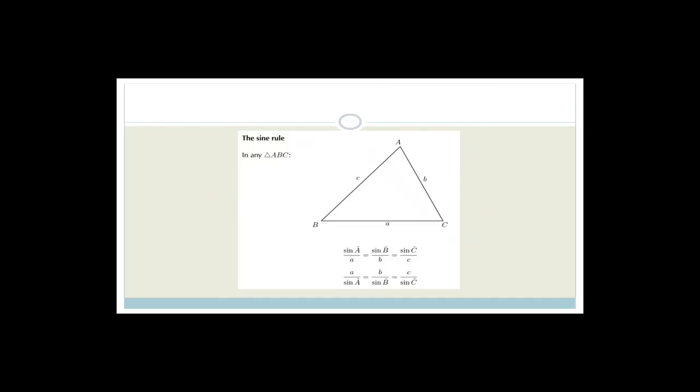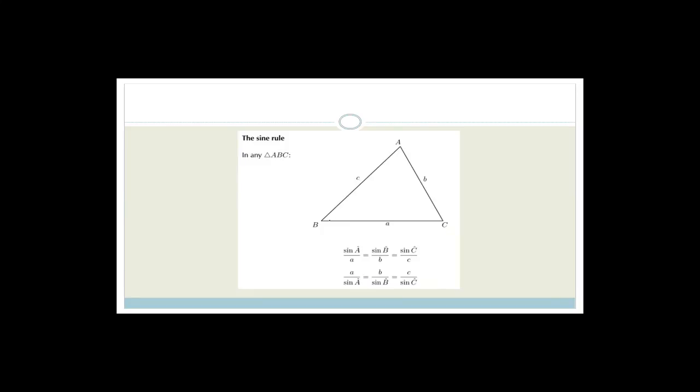But you need to know that you obviously cannot use SOH CAH TOA with non-right-angle triangles. Which means you therefore have to know the sine rule, for when we go into triangles that have not got right angles.